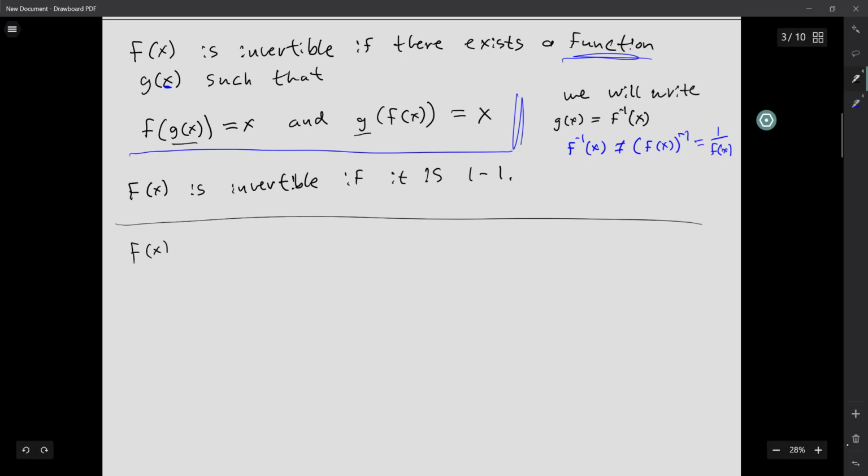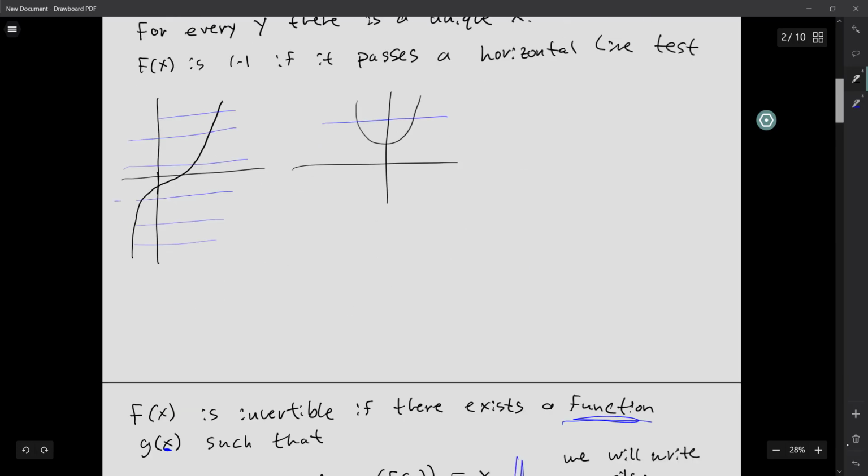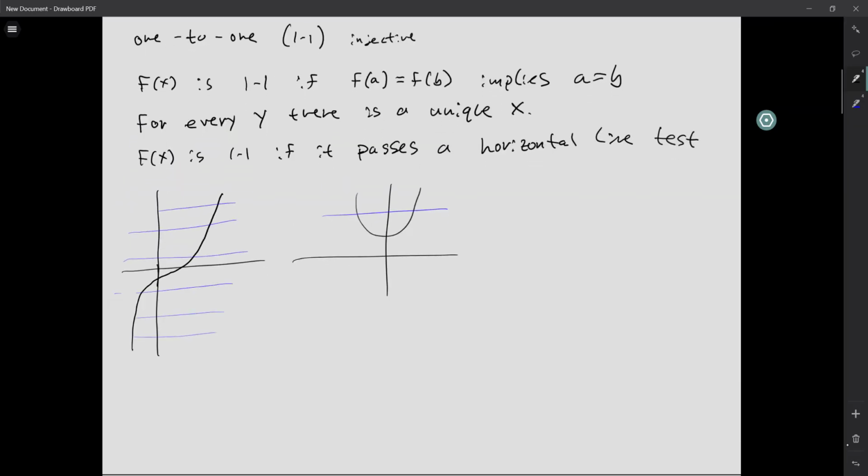So let's try a simple function. Let's try f of x equals x cubed plus 1. And what we want to do is test if f of x is one-to-one and therefore invertible. Now I could graph this, but I actually don't have to, because if you remember all the way back up here, the function is one-to-one if f of a equals f of b implies a equals b.